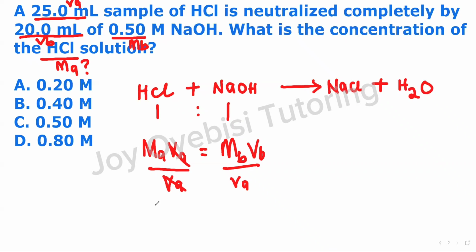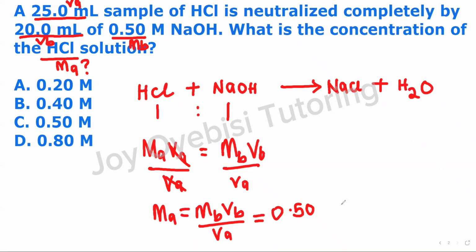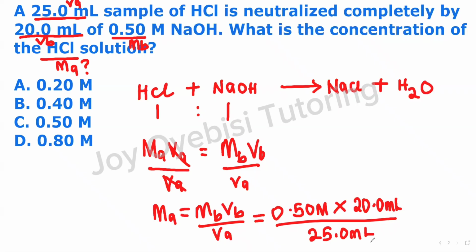Therefore, our Ma is equal to MBVB over Va equal to, our MB is 0.50 molarity times VB is 20 milliliters, divided by 25 ml of the acid. Now the mLs we cancel out. When you multiply 0.5 times 20 divided by 25, that gives us a 0.40 molarity. So the correct answer to this question is B.